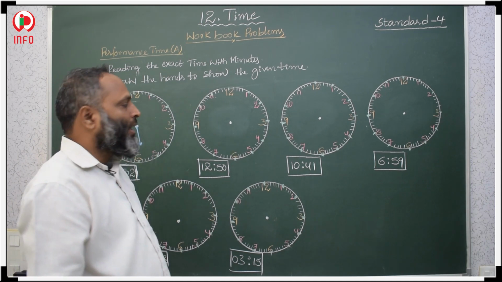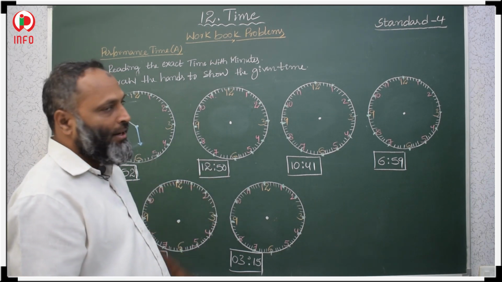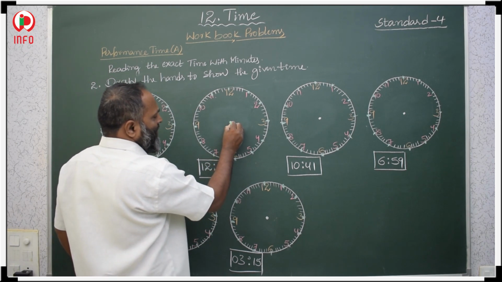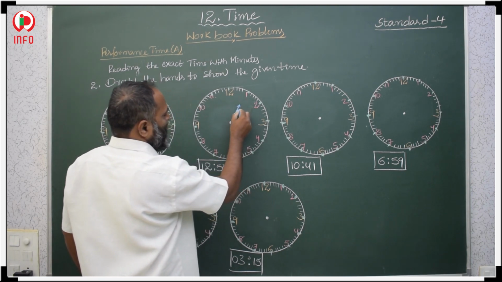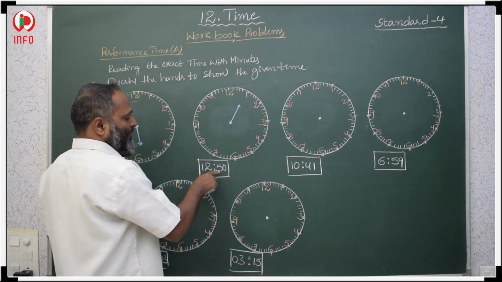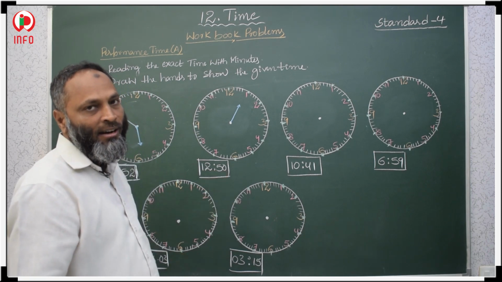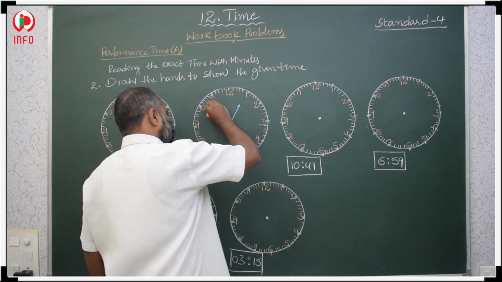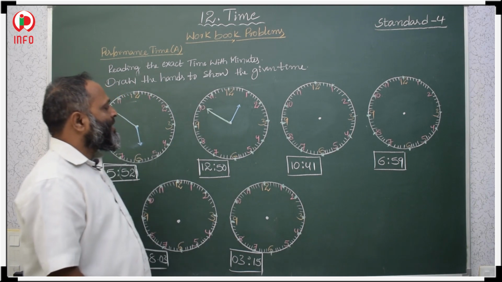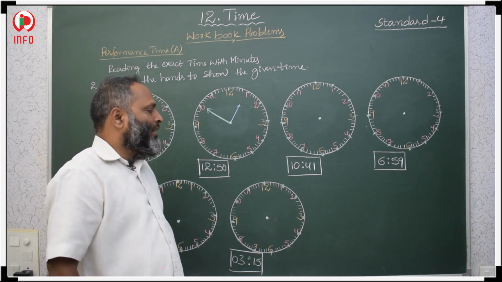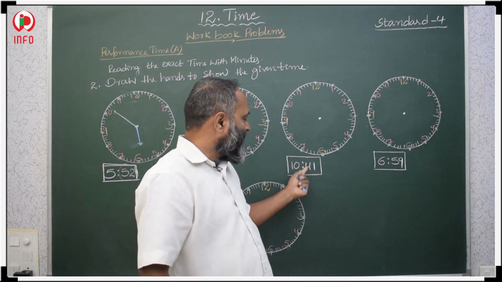Okay. After that, 12 hours 50 minutes. 50 minutes completed means the hours hand is near to 1, not exactly on 1, near to 1, and the minute hand is at 10. In the 5 table, when you get 50, 5 tens, the minute hand is at 10, exactly on 10. That is 12:50.